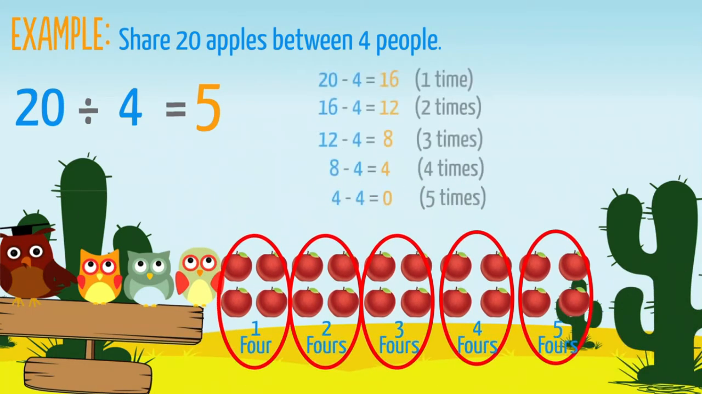We also can record this like this. 20 minus 4 equals 16, 1 time. 16 minus 4 equals 12, 2 times. 12 minus 4 equals 8, 3 times. 8 minus 4 equals 4, 4 times. 4 minus 4 equals 0, 5 times.